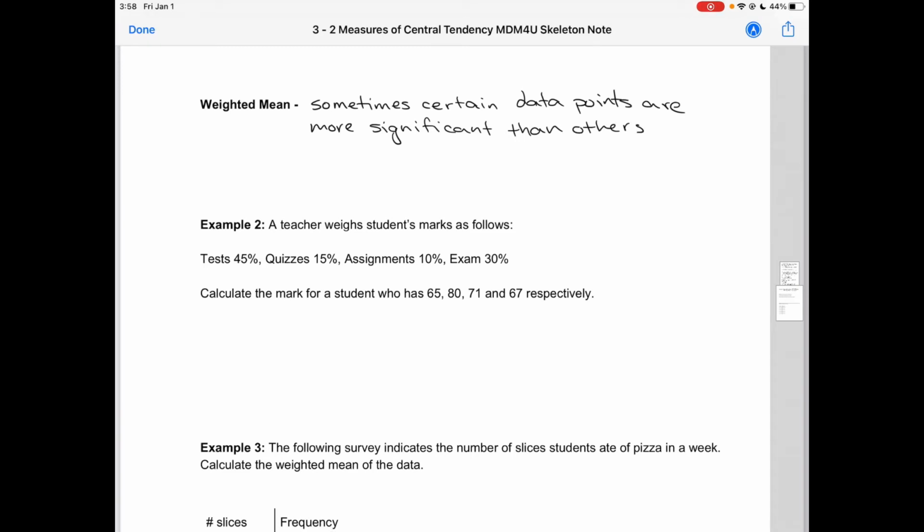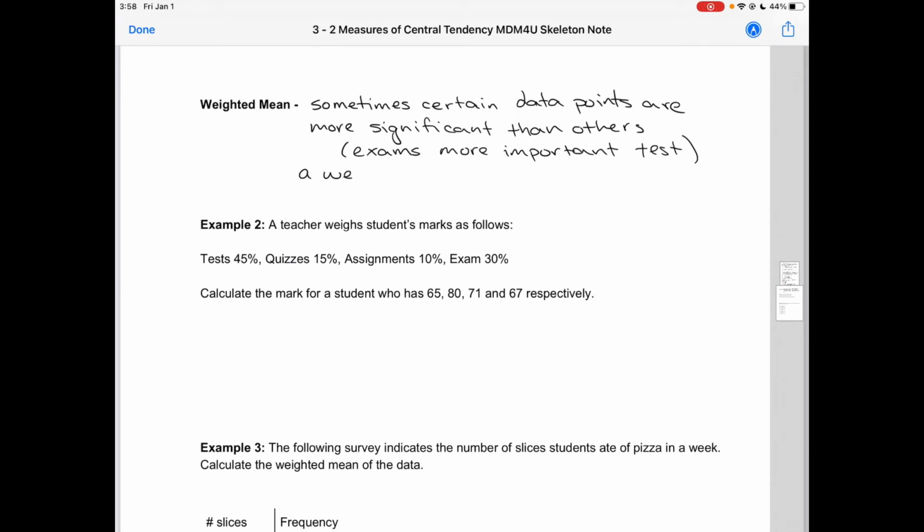For example, exams would be more important than a test, and doing better on an assessment, so a test would be more important than a quiz. In some cases, this is more true in traditional education. It's a little bit less true now. There's more flexibility, but it gives you an idea of what weighted mean actually means.